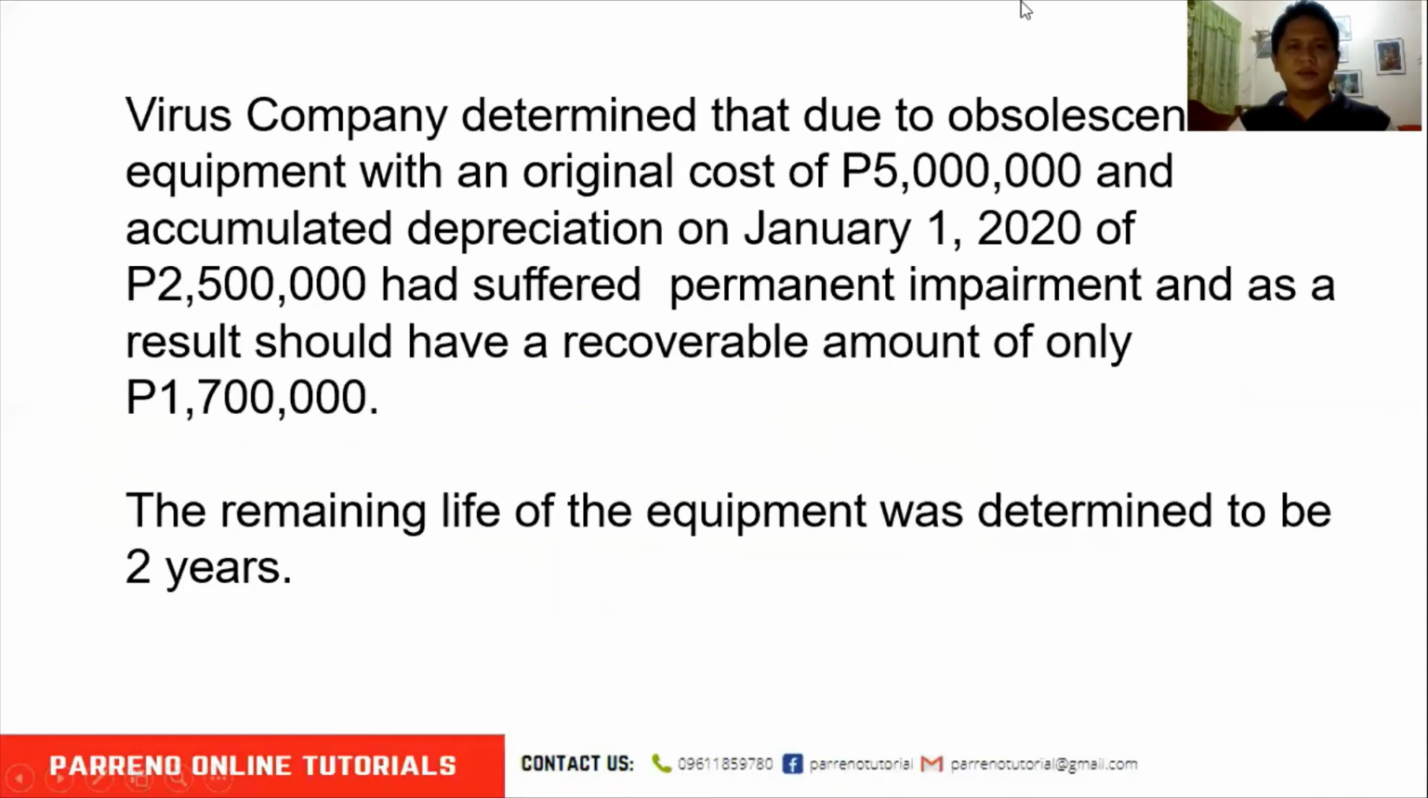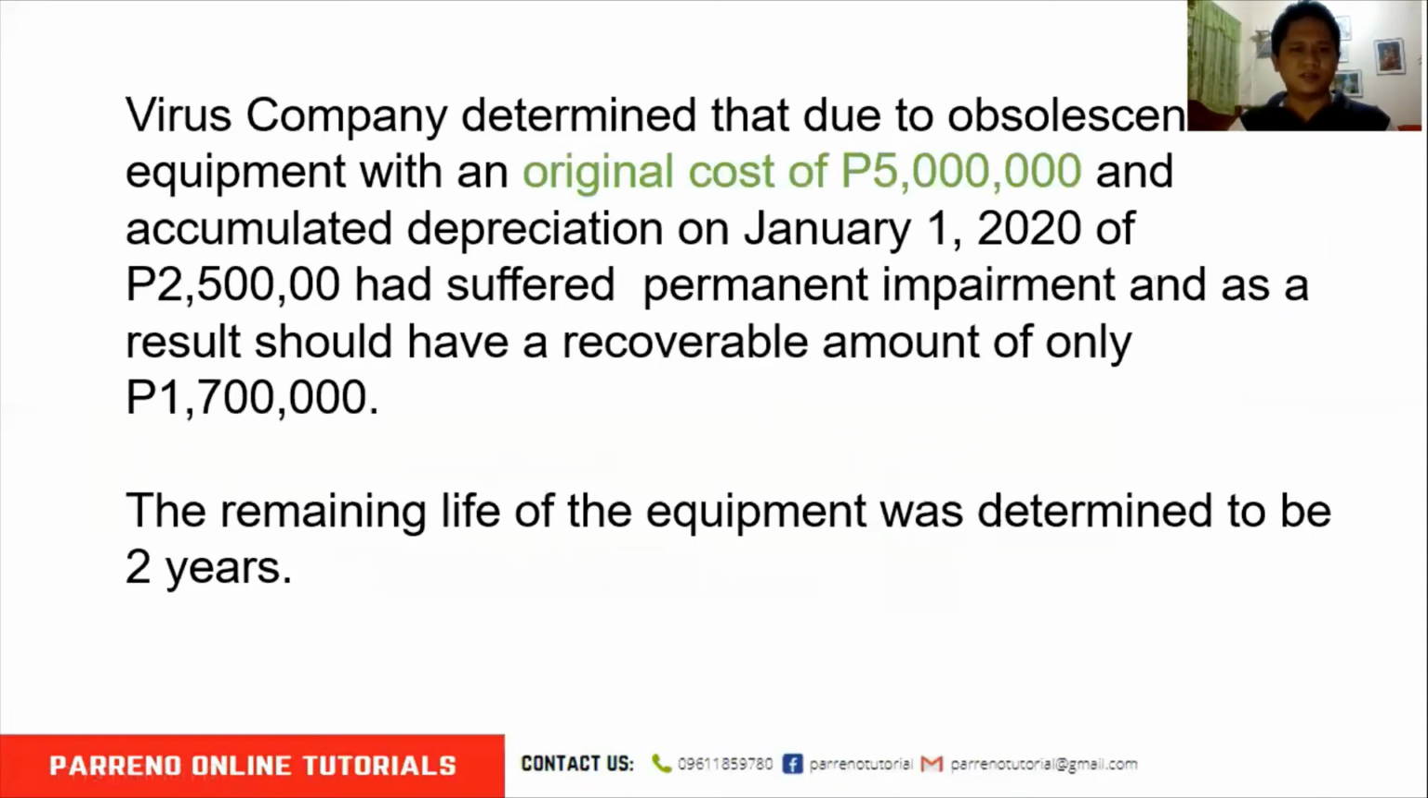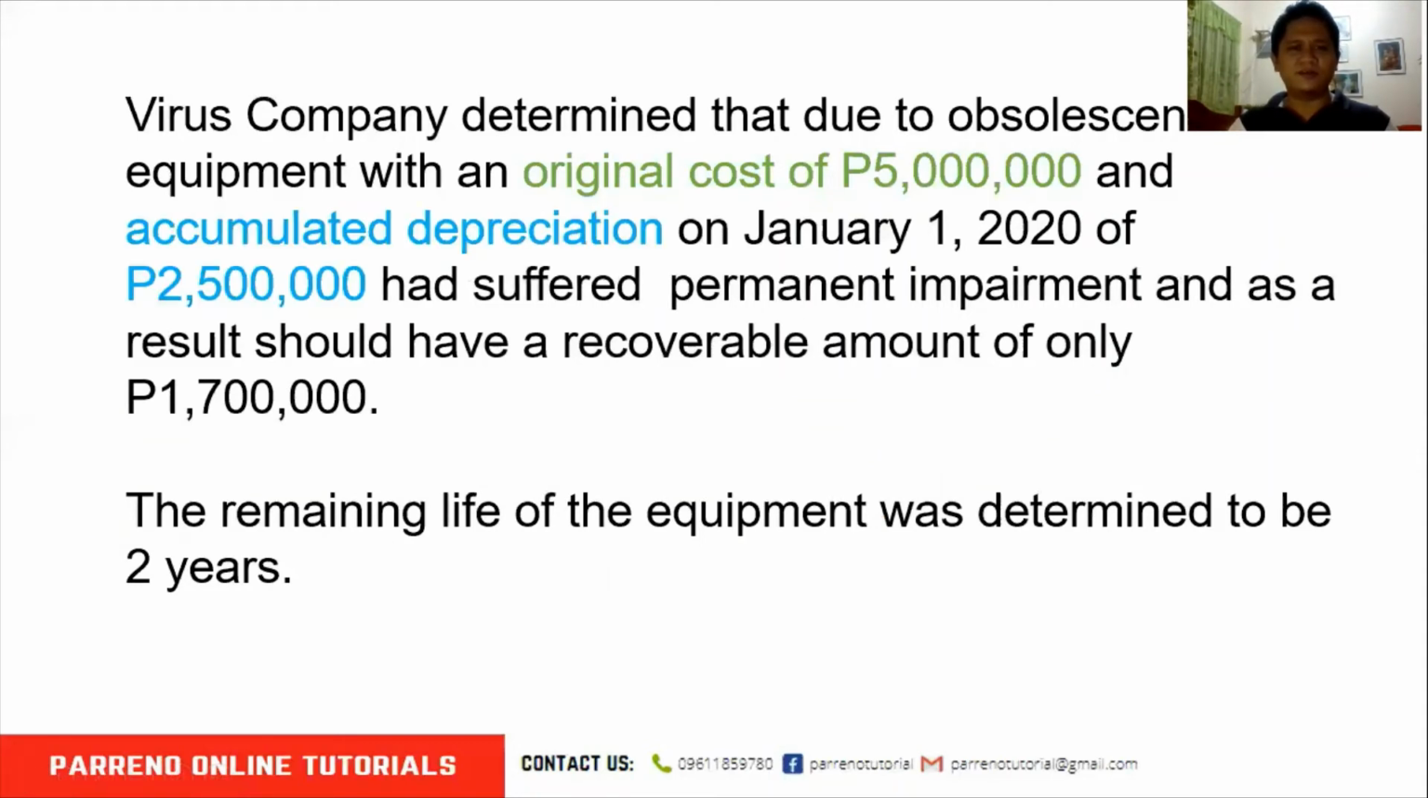Virus company determined that due to obsolescence, equipment with an original cost of 5 million, accumulated depreciation given there, and the remaining life of the equipment was determined to be 2 years. So you have to compute again the impairment loss. Given the problem: original cost 5 million, accumulated depreciation 2.5 million, recoverable amount 1,700,000. In this case, recoverable amount is already given, so we don't have to compare.